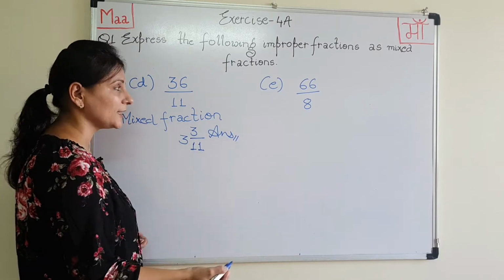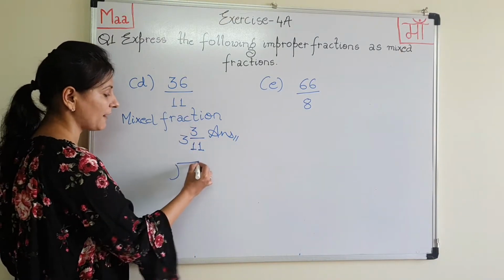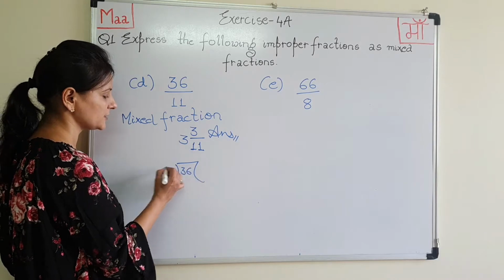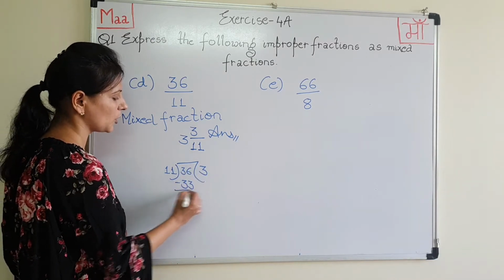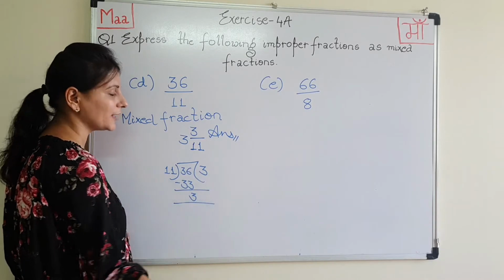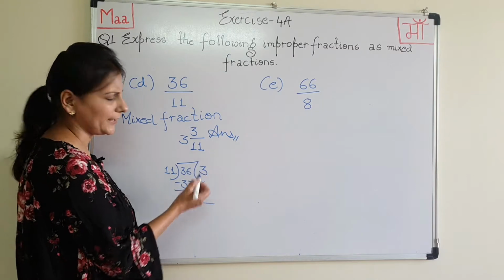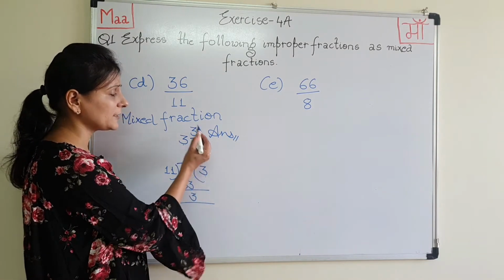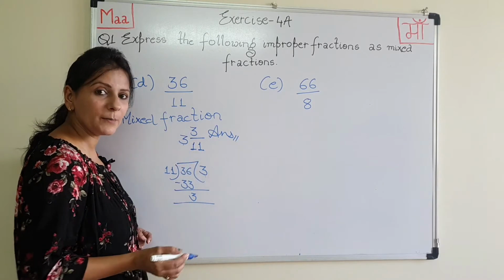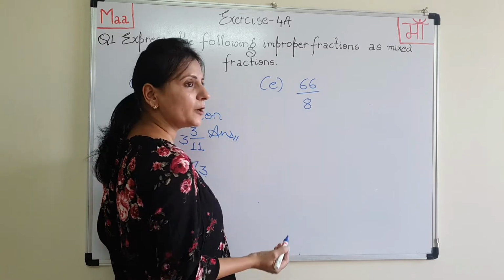And those students, again and again I am telling you, if you are unable to do it directly, then just divide it to get your answer. So divide 36 by 11. 11 3s are 33, smaller number, then 3. See, the answer will come the same, only this will save your time if you do it directly. This 3 will come in the center as a whole number, remainder 3 will come in the numerator and 11 will come in the denominator. The next part, E part, is 66 upon 8.